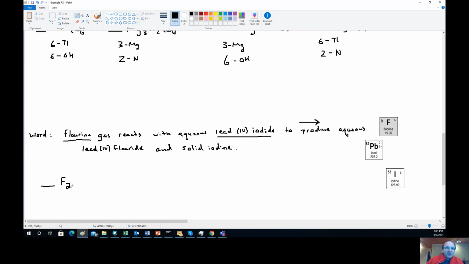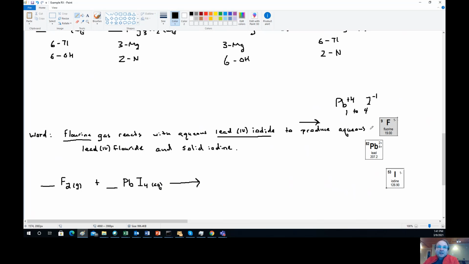That's not a problem. F2 gas reacts with, and as you write that plus, literally say reacts with. Okay, do some rough work. You really should be totally off page here, somewhere else. So I'm doing some rough work on the side. Pb plus 4, because it's lead 4, and iodine, -1. We're going to need 4 iodines, 1 to 4. So it's going to be PbI4, aqueous, AQ, dissolved in water, to produce.